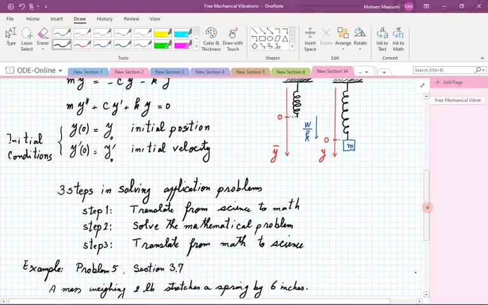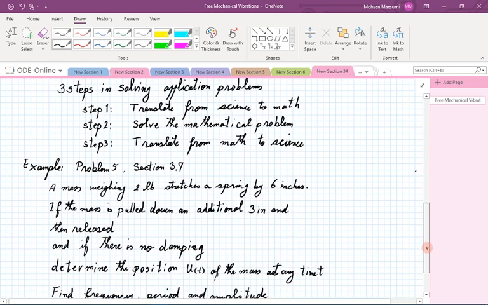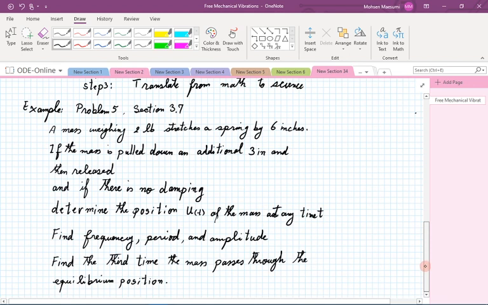So the best thing to do is to solve a lot of problems in this section to become familiar with this 3-step process. By the way, the very first one is typically referred to as modeling, or the whole set of them is referred to as modeling in mathematics. So here is a basic problem from your textbook.